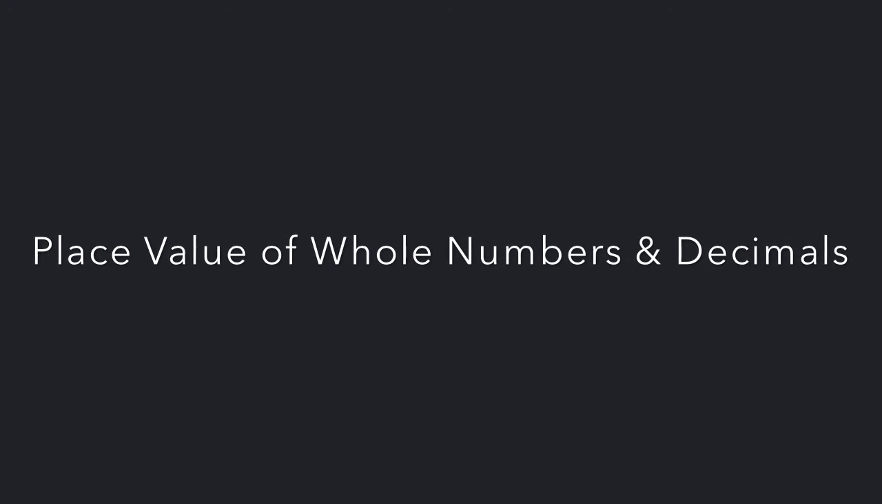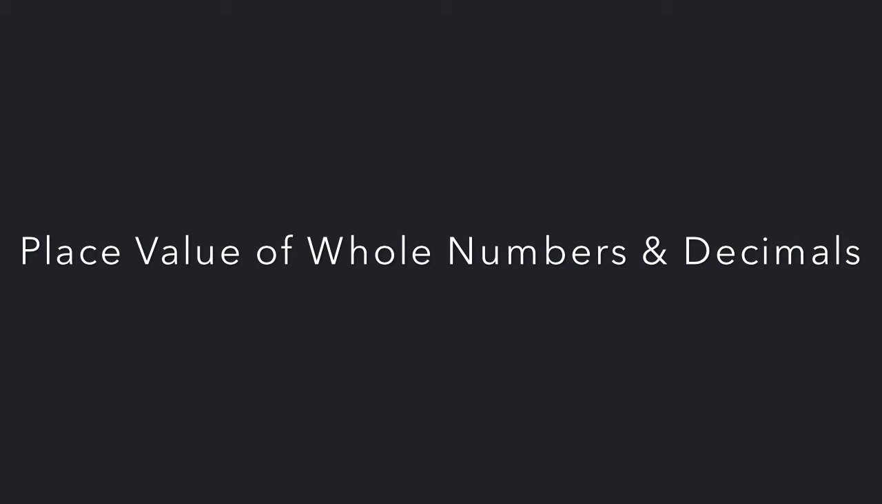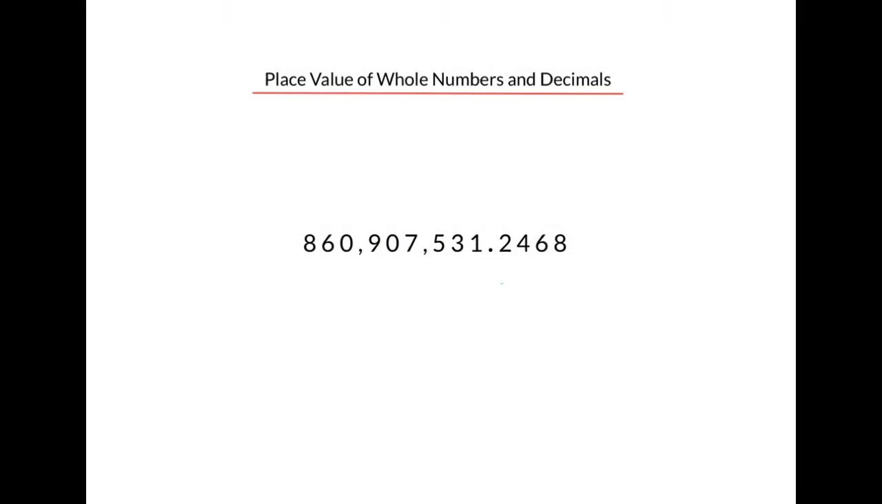Let's explore place value of whole numbers and decimals. To start, we'll bring in a number, a big number, which has a decimal in it. And this decimal acts as a divider between the whole parts of a number to the left of the decimal and the fractional parts of the number to the right of the decimal.